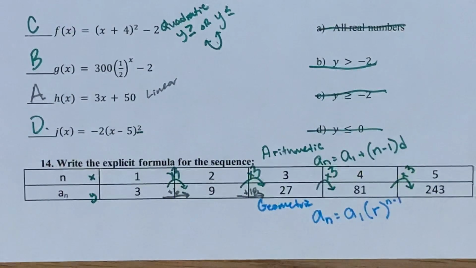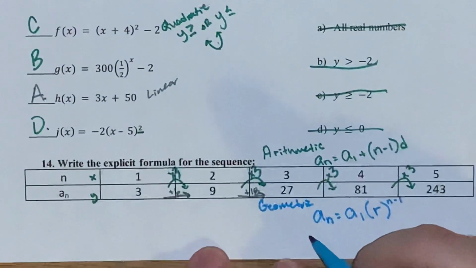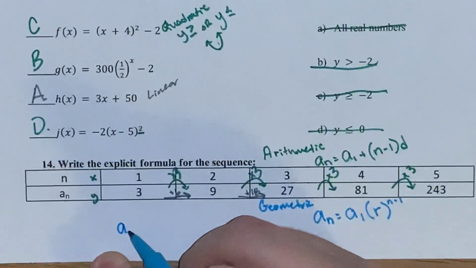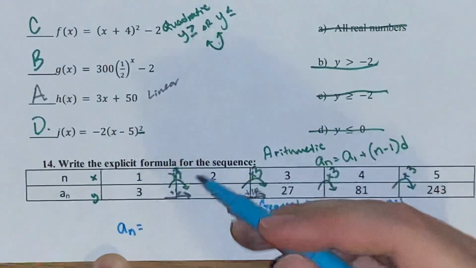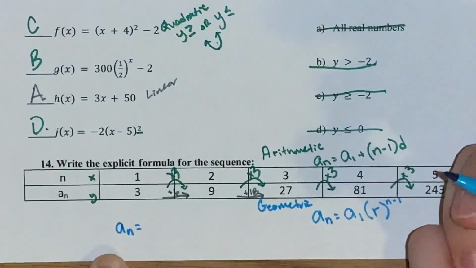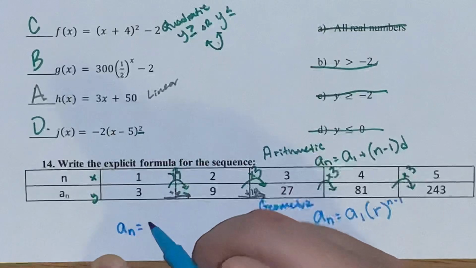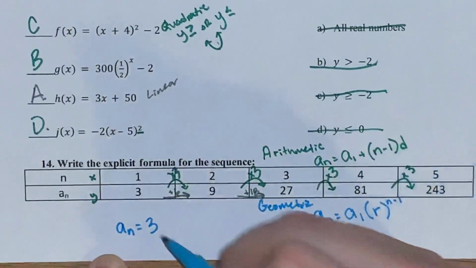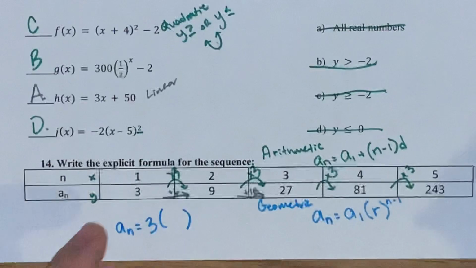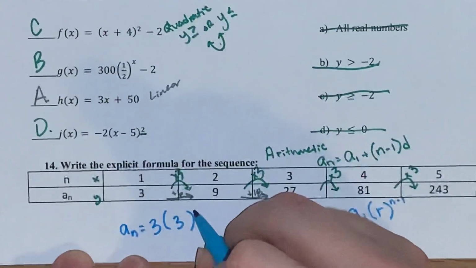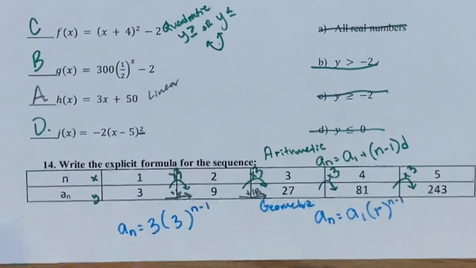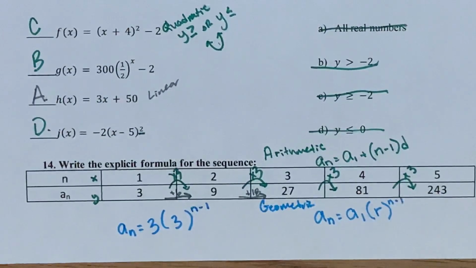So now all I got to do is plug in what I know. So a sub n, I don't know anything about that yet, so I'm just going to write it here. The first term is the first one that I'm given, so that would be 3. And then times the rate. So it's being multiplied by 3 each time. And then raised to the n minus 1 power. And you are done. That's it.